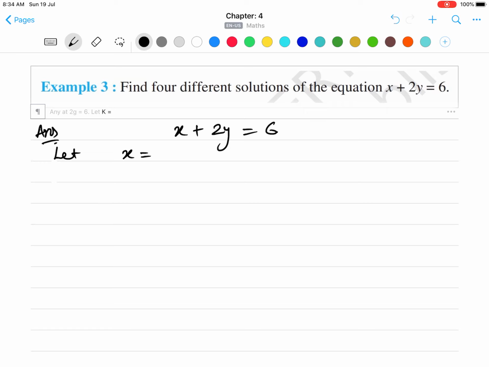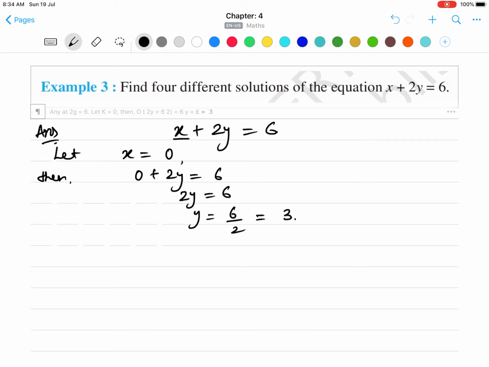Let x equal to, we'll assume any value for x, let's say x equals 0. Then the equation becomes, in place of x we'll write 0. So we have 0 plus 2y equals 6, or this 0 will be eliminated, so we'll remain with 2y equals 6, and y will be equal to 6 by 2, which is 3.